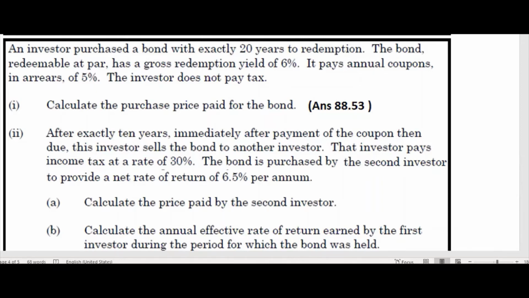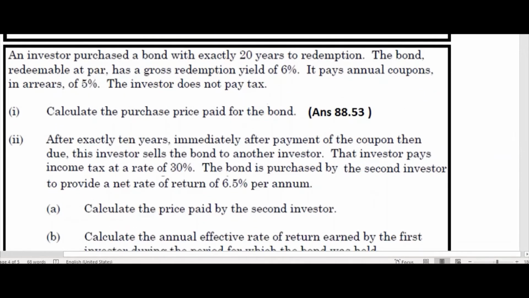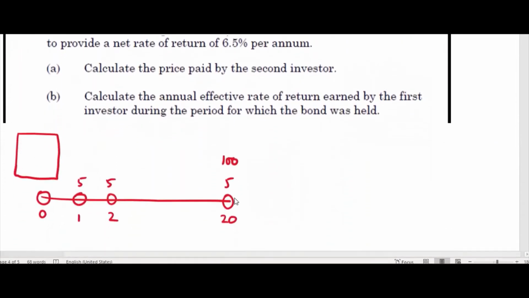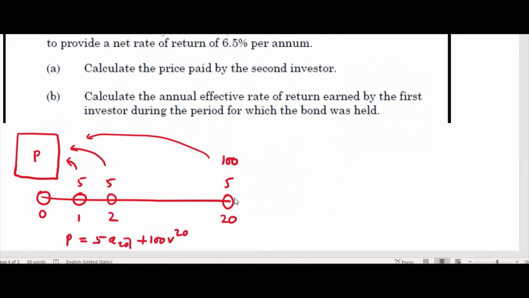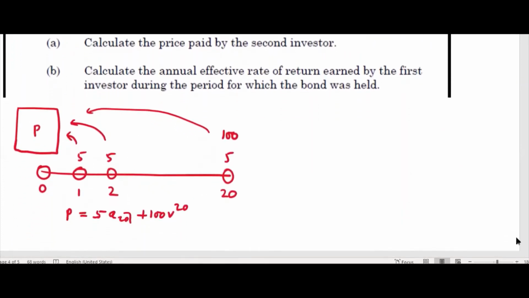Okay. Let me write the equation. Gross redemption yield 6%. So if you find the discounted value at 6%, it's so simple. 5 a20 plus 100 v20 at 6%, you will get P. Okay, and you already got it. The purchase price 88.53. That means you purchase it at 88.53.